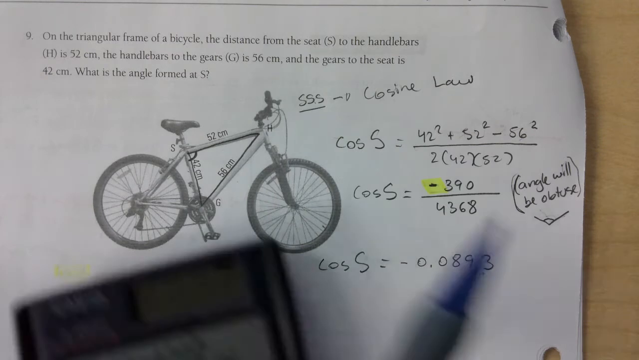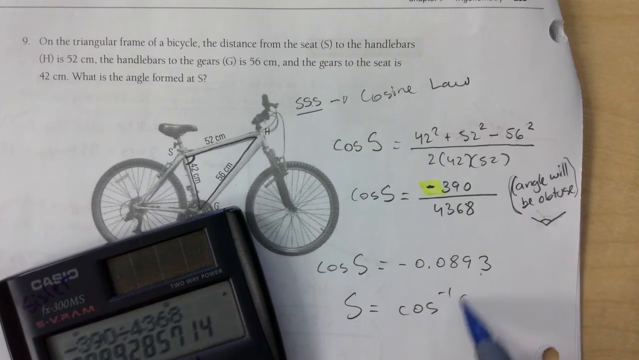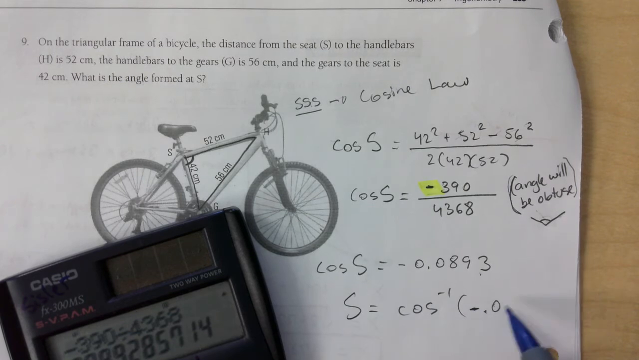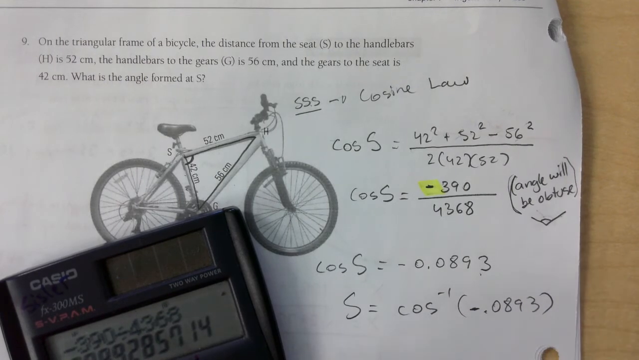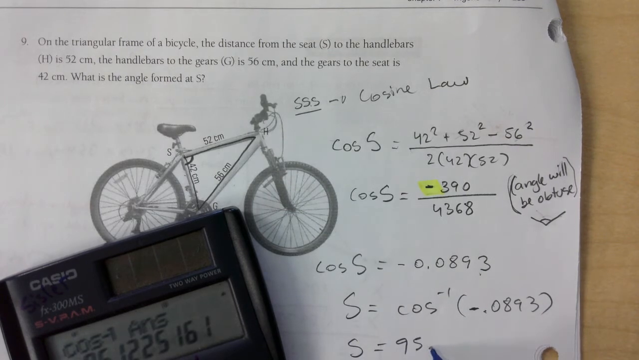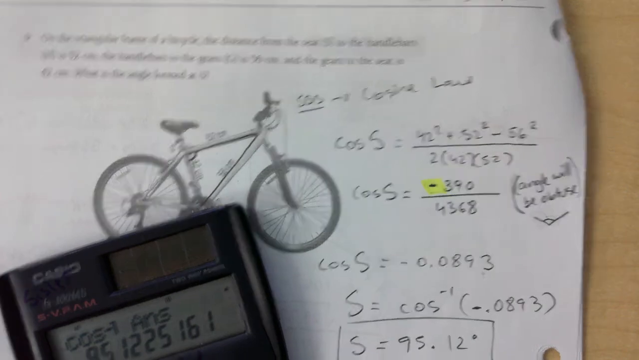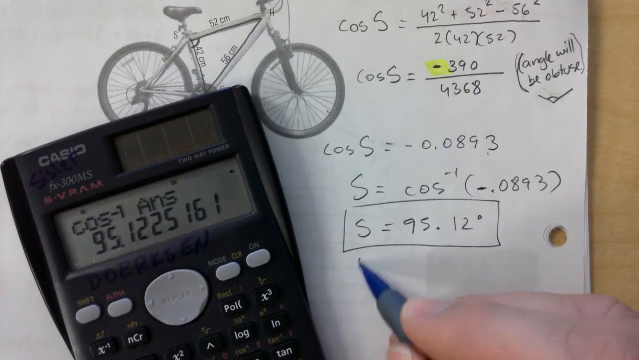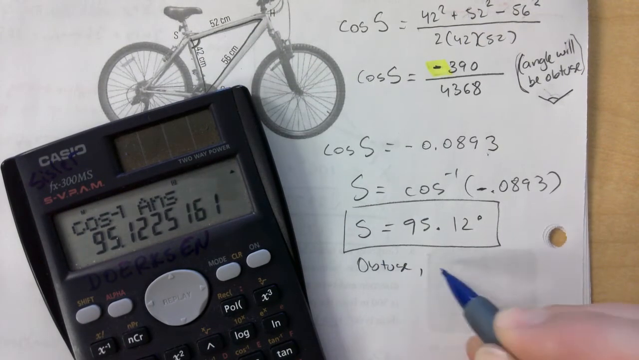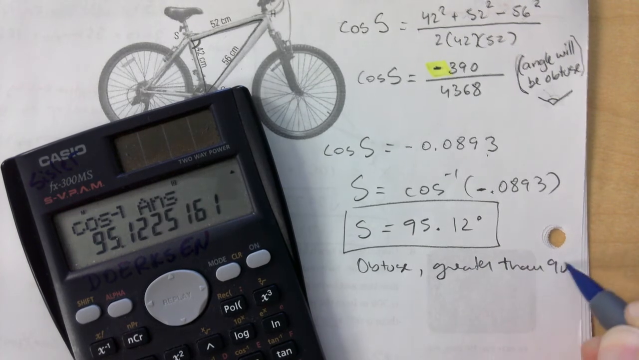And then you take the inverse. So last step would be S is equal to cosine inverse of negative 0.0893. I'm going to take the inverse of what I see on my screen. You're allowed to do that. 95.12 degrees. Obtuse, greater than 90 degrees.